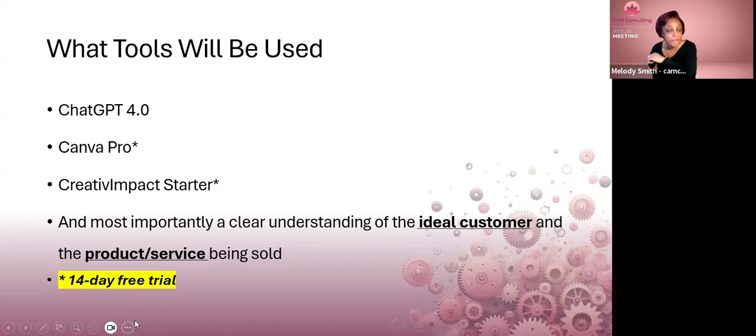Both Canva Pro and CreativImpact Starter do have a 14-day free trial. And so I would encourage you to try both of them because you may find that it makes doing the work that you have to do less complex and gets work done a lot faster. As they say, work smarter and not harder. And ChatGPT 4.0, I highly recommend over the free one because you can do things without limitations that you get in the other versions.